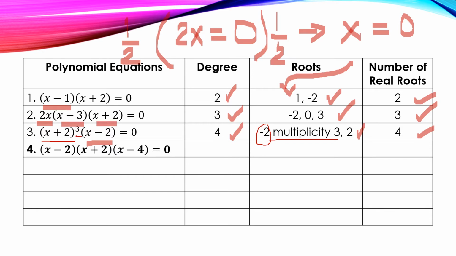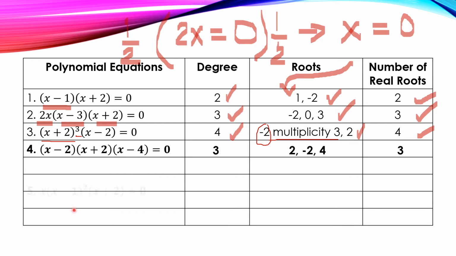Let's have number 4. Let's check. Okay, how about this? The quantity of x minus 2 times the quantity of x plus 2 times the quantity of x minus 4 is equal to 0. Degree? Correct. That is 3. Kasi you have 3 factors there. What are the roots? Okay, the roots are 2, negative 2, and 4. So, yung 2 ay galing dito sa x minus 2. Yung x plus 2 ay negative 2 pag sinolve, at yung 4 ay galing kay x minus 4. And number of real roots niya ay, syempre, 3 din.